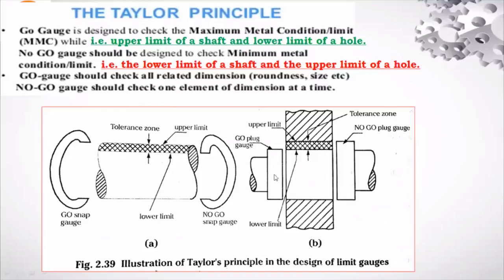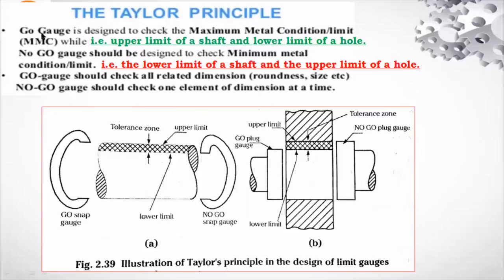This is the tolerance zone. From here to here is the lower limit, and from this point to this point is the upper limit. Both with respect to the shaft and with respect to the hole, how the limit gauges are to be designed is given by Taylor. That is what is discussed in this topic. The same thing I discussed earlier, I will repeat again.